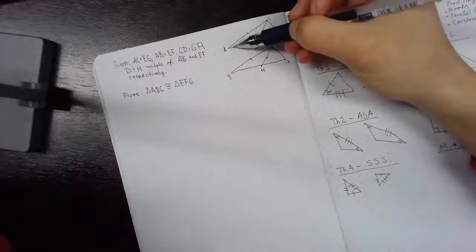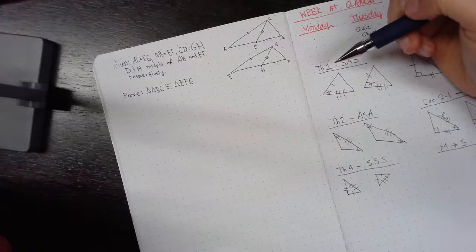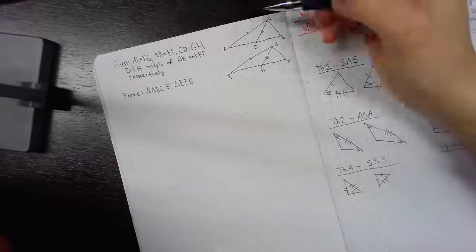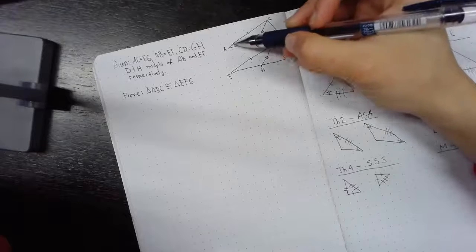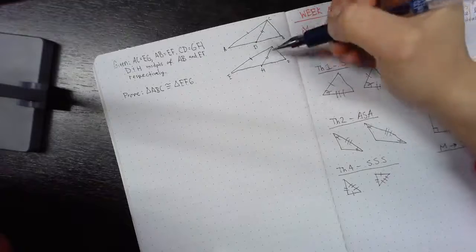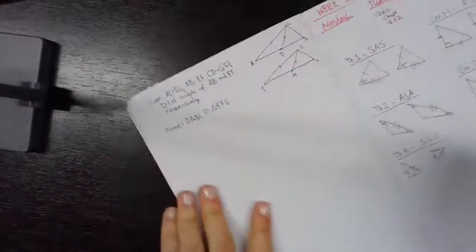Well, in order to get angle A and angle E equal, is angle A and angle E part of any other triangle? Yeah, we can see it's part of ACD and EGH. And notice we can get side, side, side, and side, side, side to be congruent in both of these triangles. So let's try that one.